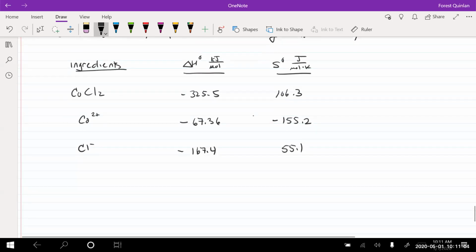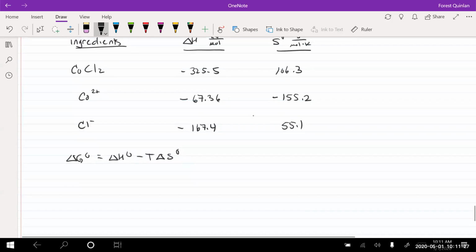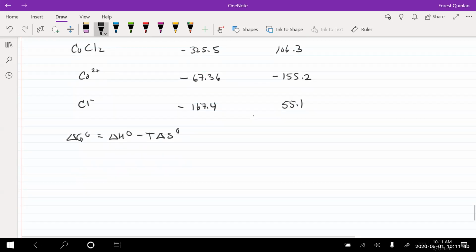Now, given this information, we should be able to calculate the delta G overall. So if we remember, delta G naught is equal to delta H naught minus T delta S naught. All we have to do is figure out the delta H's and the delta S's. So this is why we spent last class period doing all the delta H's, products minus reactants. We're going to do the same thing for all of this.